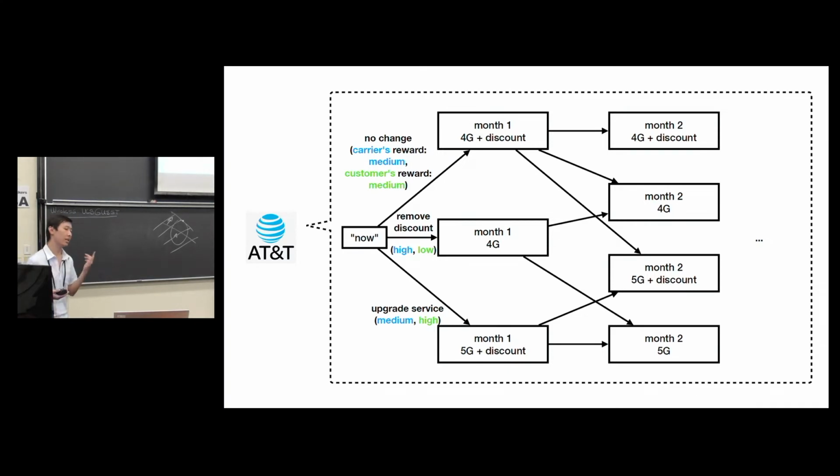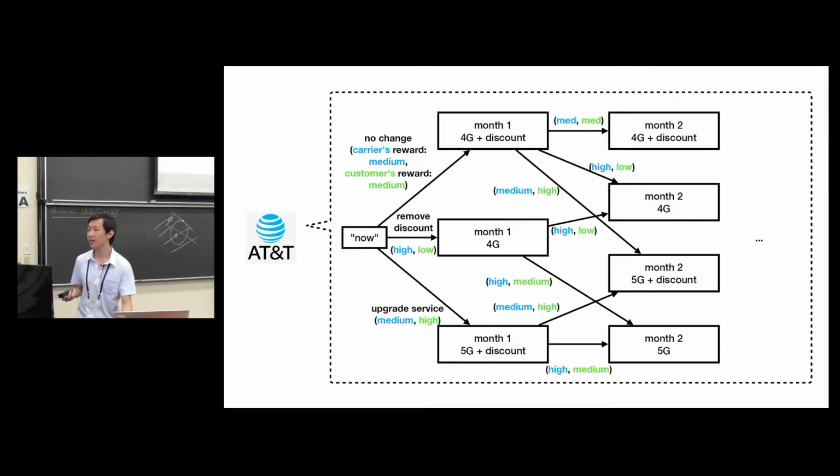Another option that the carrier could play is they could remove the discount. So this is kind of a boring action because it just moves some of the rewards from the customer to the carrier. So customer gets low, carrier gets high. And the third action, which is kind of the interesting one, is the carrier could upgrade the service to 5G right now. So in that case, the customer gets high because 5G is good, discount is good, everything's good. And the carrier still gets medium because once the infrastructure is ready, it's not really costly to upgrade one single customer. Right? So similarly, you can determine the rewards of any other state action pair.